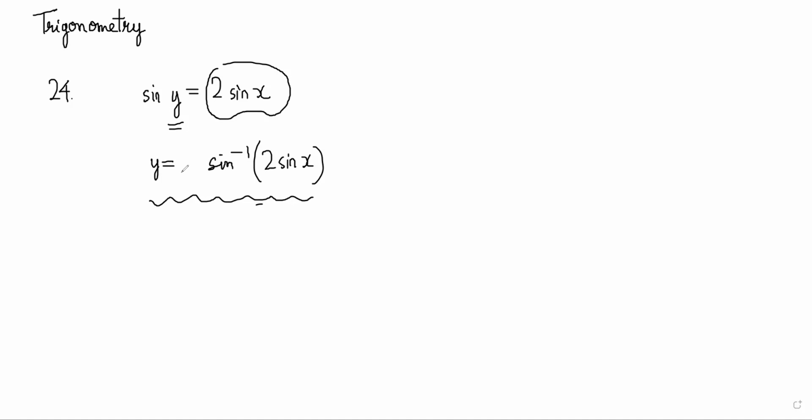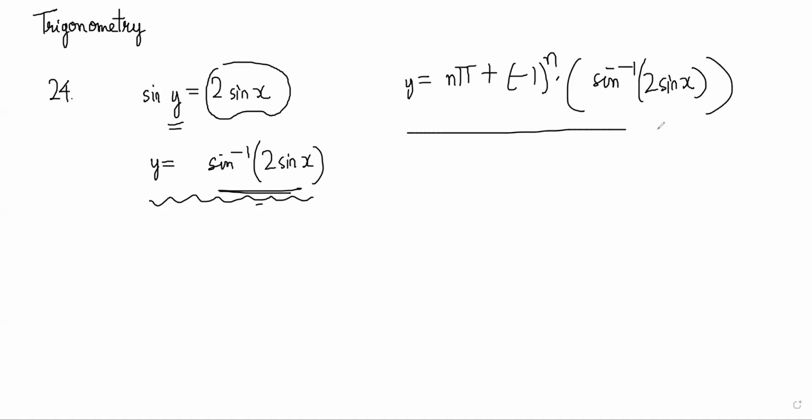Yeah, and this is not the only possibility. This is one possible angle, but you can also say y can be n pi plus minus 1 power n into sine inverse 2 sin x, right? This will cover all possible y's, right? Yes, this is according to the formula for the general solution of sine theta.